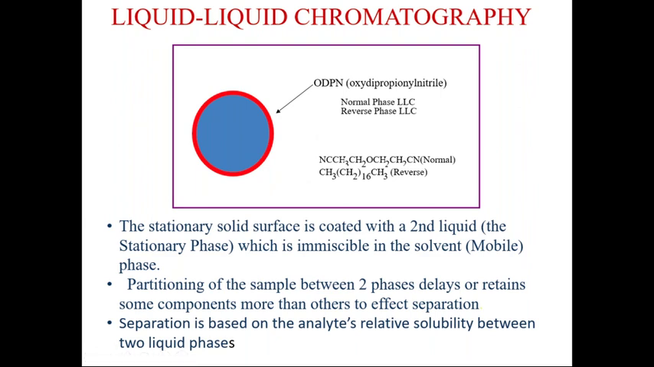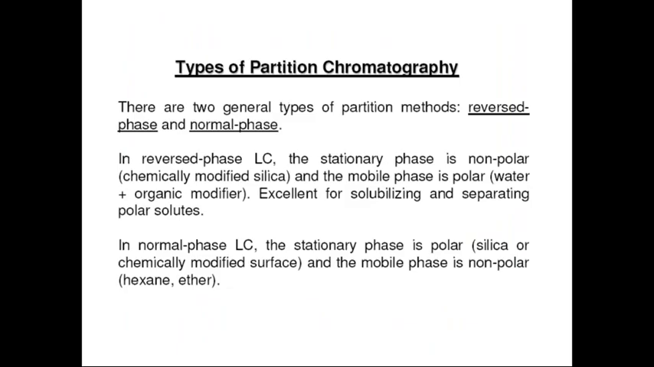So here the mode of separation is partitioning. The analyte gets partitioned between this liquid and the mobile phase that is moving. So the separation is based on the analyte's relative solubility between the two liquid phases. In partition chromatography, we have two types of chromatography. One is the reverse phase chromatography and the other is the normal phase chromatography.